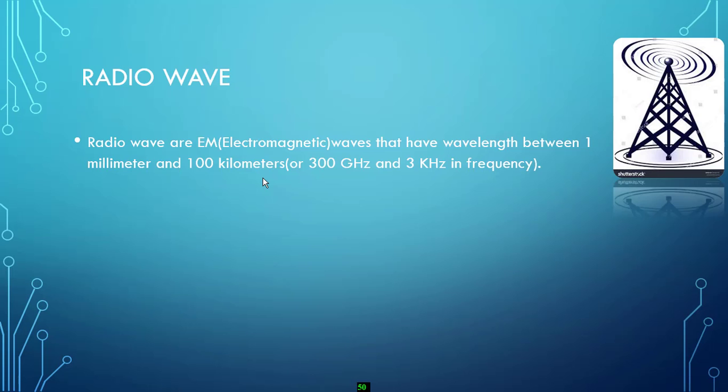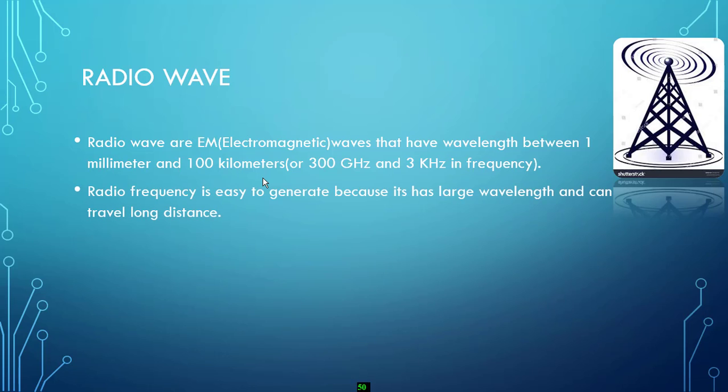Radio waves are electromagnetic waves that have wavelength between 1 millimeter and 100 kilometers, or 300 gigahertz and 3 kilohertz in frequency. Or we can say that if waves are small then frequency is high, or if waves are bigger then frequency is less. Radio frequency is easy to generate because it has large wavelengths and can travel long distance. Simple, it is easy to generate because wavelength is bigger and it can travel long distance.